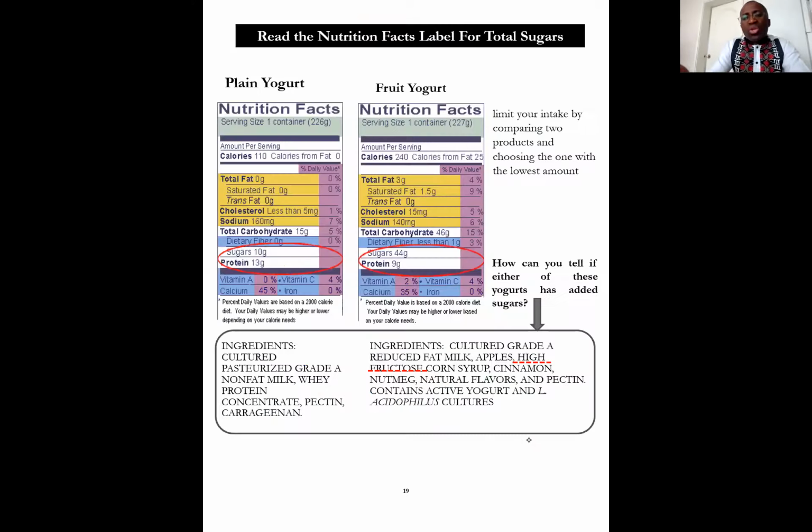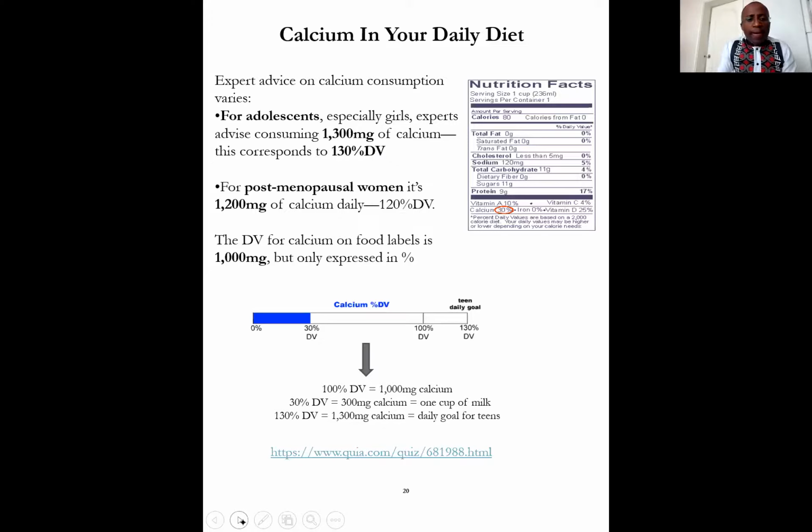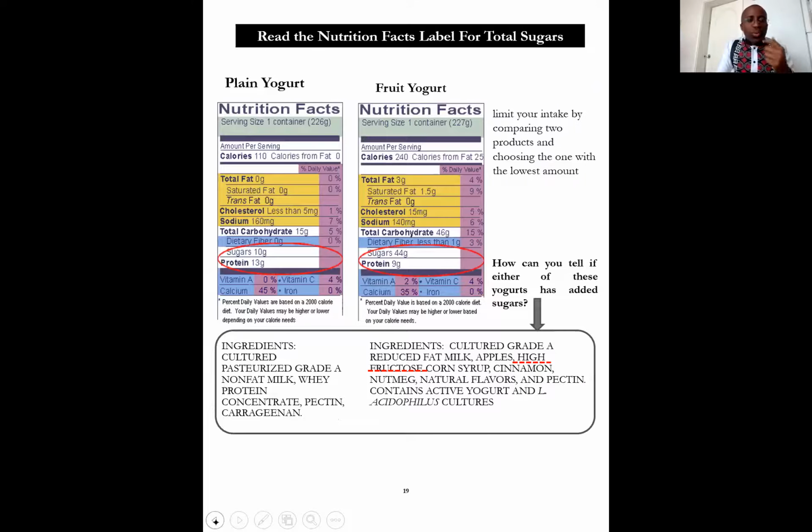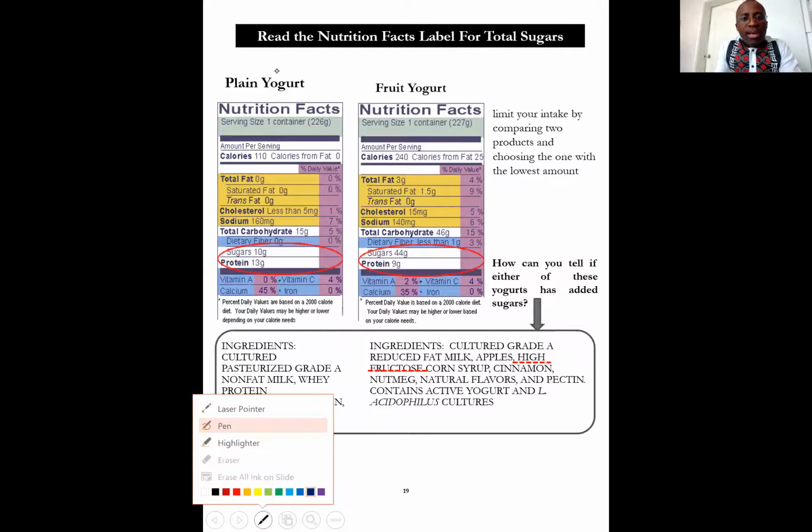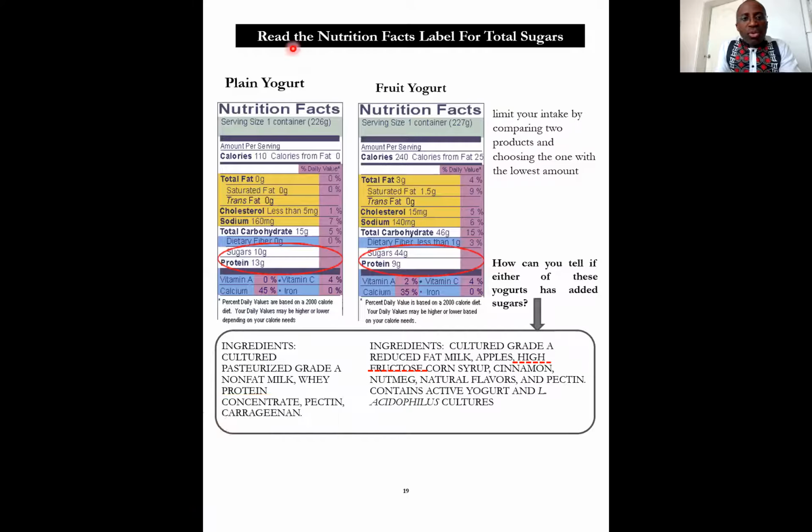So what can we do? What is the solution? Let's go to the next page. What we do is we help people make the best choice. For example, here we have plain yogurt and we have fruit yogurt. You look at sugar here, 10 grams, and sugar here, 44 grams.